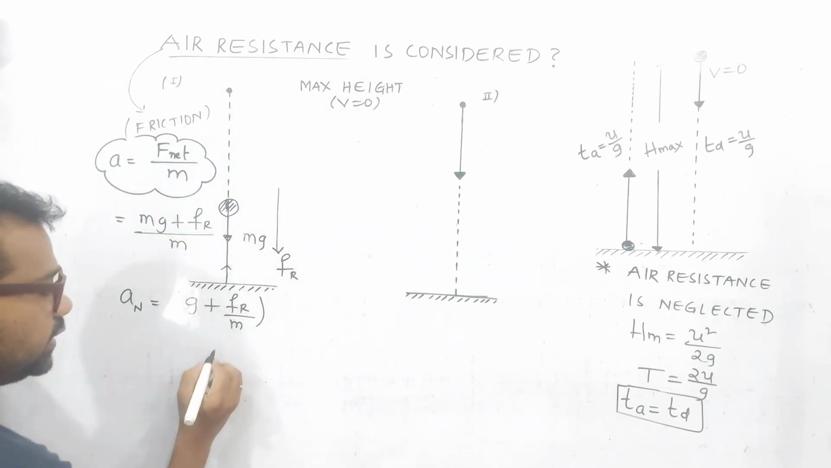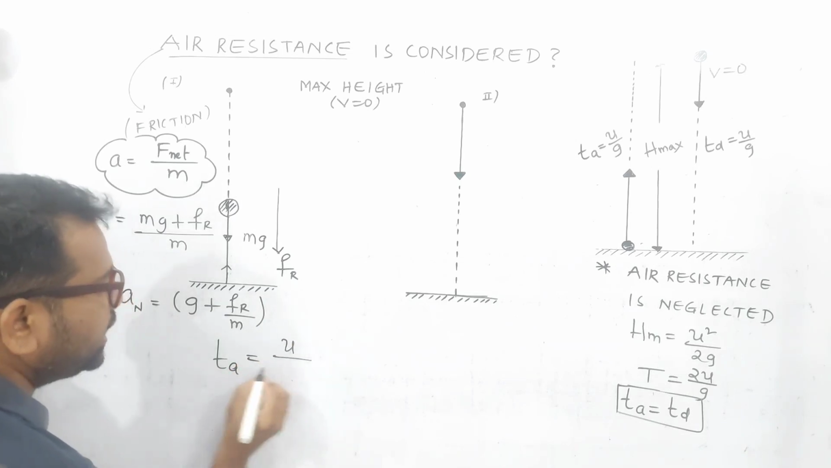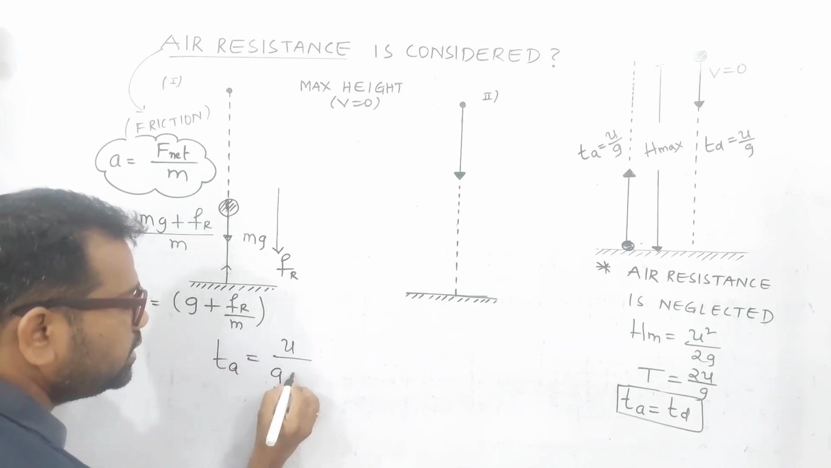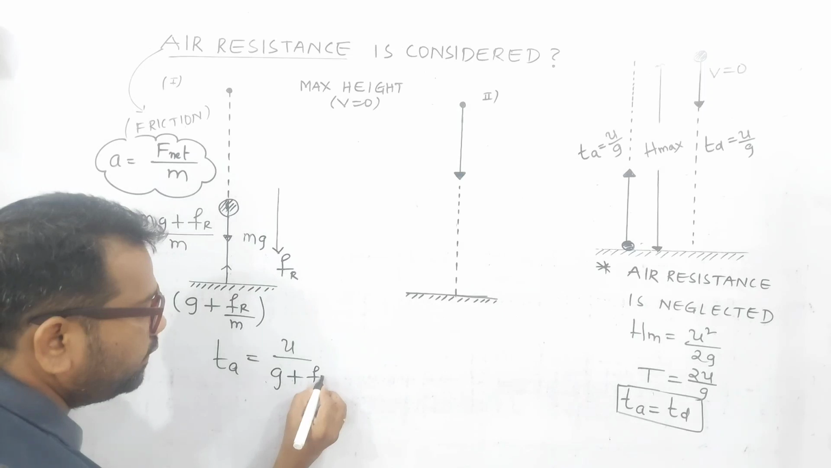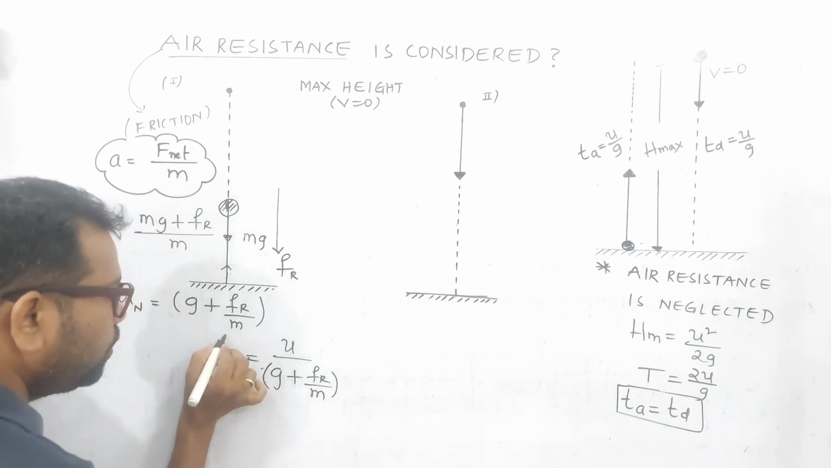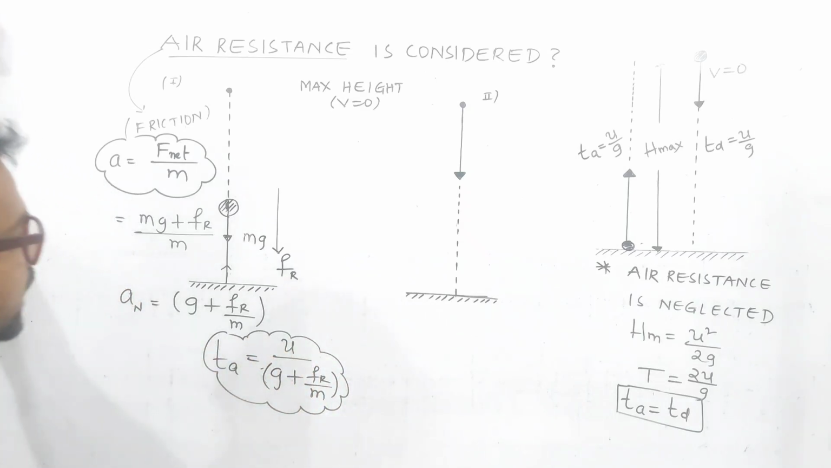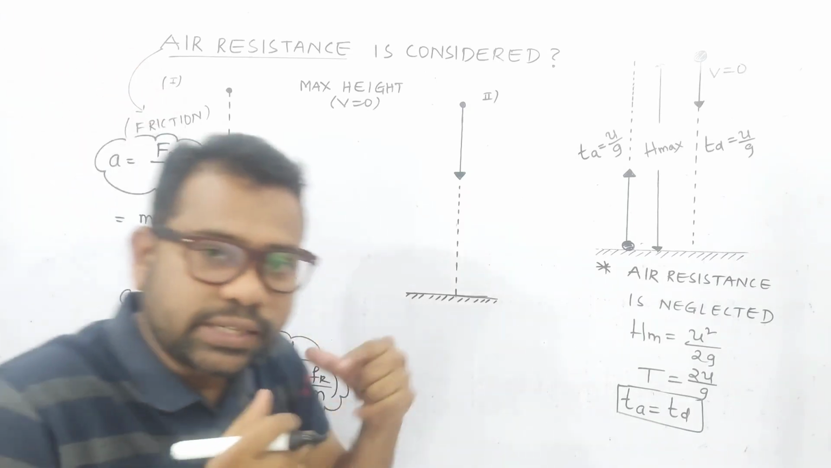Now in this case, the time of ascent is going to be u divided by the net acceleration, which is g plus Fr by m. So this is how we can calculate the time of ascent when air resistance is considered.